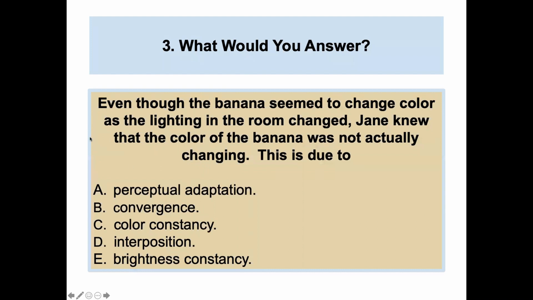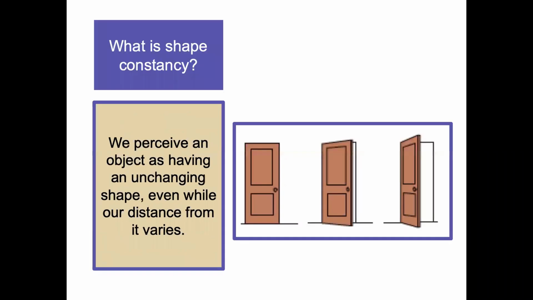So what would you answer for this one? Even though a banana might seem to be changing color as lighting in the room changed, Jane knew that the color of the banana was not actually changing. What was this due to? As we just mentioned in a previous slide, that would be C, color constancy.